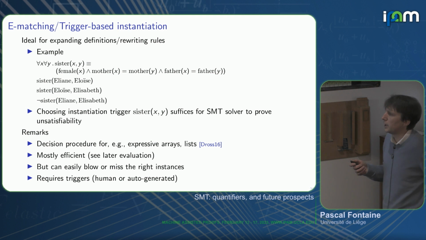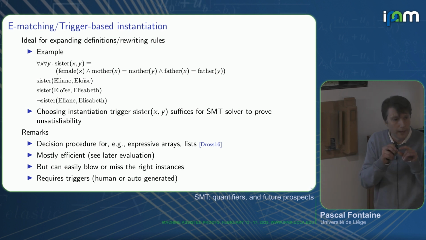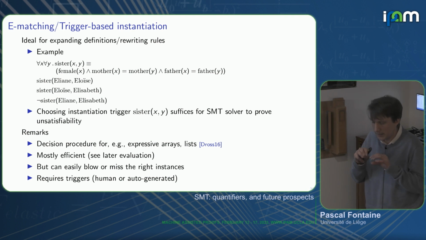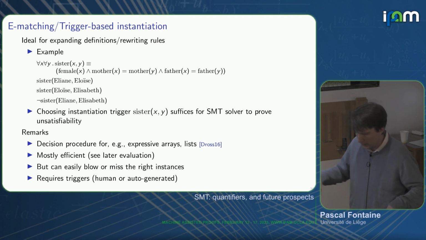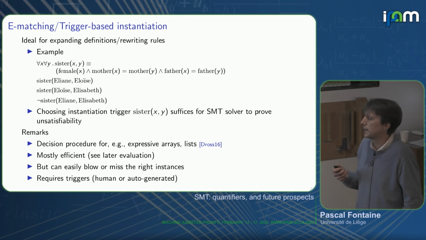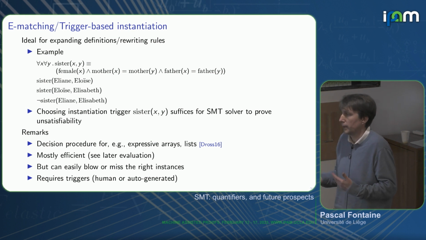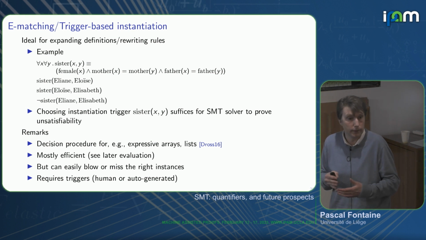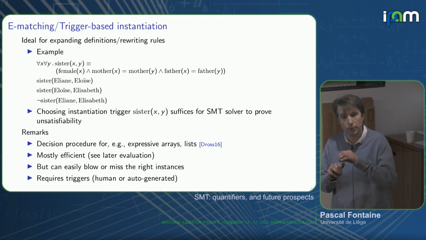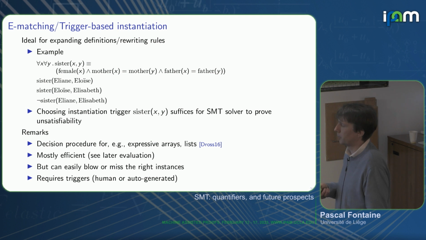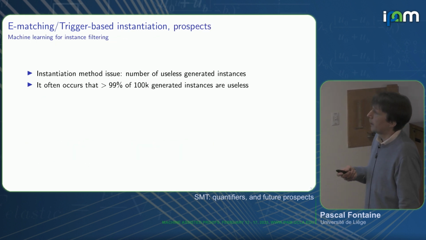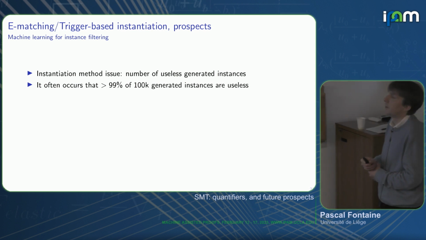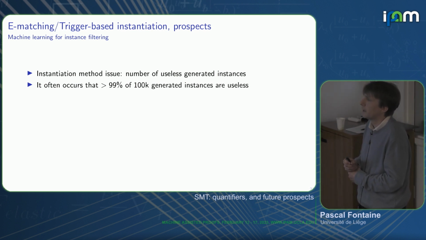And it requires triggers, so we need to find a way to associate to every formula some triggers, some terms that we will have to look for in our ground model to generate new instances. And having those triggers requires either human intelligence, so that you put the triggers manually on the quantifiers, or they have to be auto-generated. That can be done, yeah, we can do it, but maybe not in the best fashion. So here we have an opportunity for improvement.